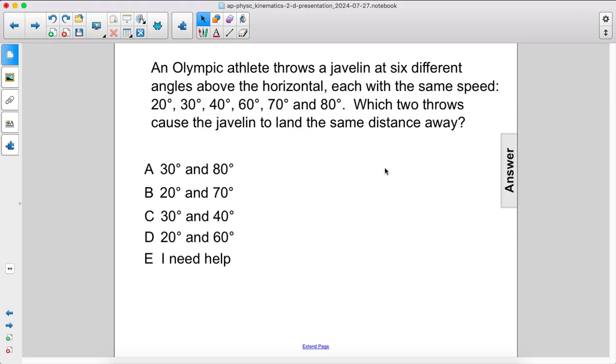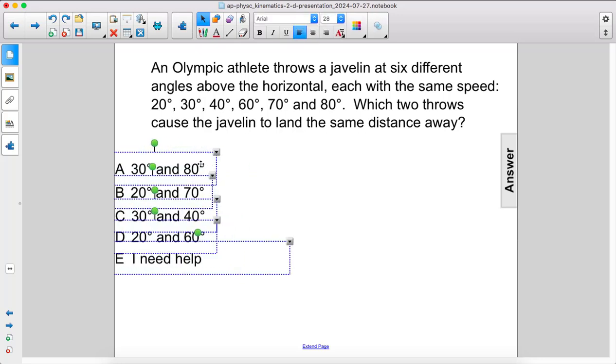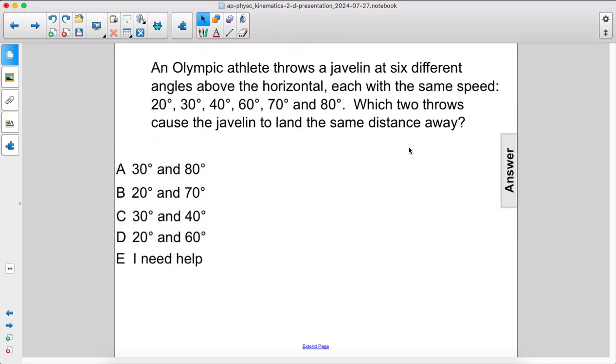An Olympic athlete throws a javelin at 6 different angles above the horizontal, each with the same speed. Here are the different angles. Which 2 throws cause the javelin to land the same distance away? What we need to do is derive an equation that relates range, or horizontal distance, to the launch angle.